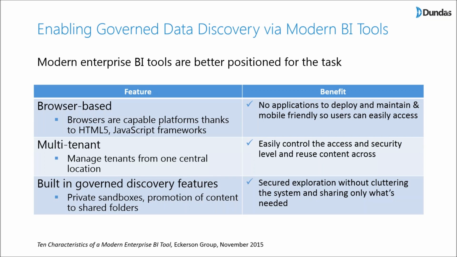So here we have a table with different features. Once again, if you look at the bottom, this is coming from a different report from Eckerson, the 10 characteristics of a modern enterprise BI tool. I won't really spend too much time on this. Once again, these slides will be made available. But just to go over some of the key points, a big feature is browser-based. Browsers have now become very capable platforms, in part thanks to HTML5 and other JavaScript frameworks, and it lets users access data from wherever they go. IT also doesn't need to worry about individual applications that they need to deploy on, let's say, different operating systems and different mobile devices. Everything is easy to access and maintain.